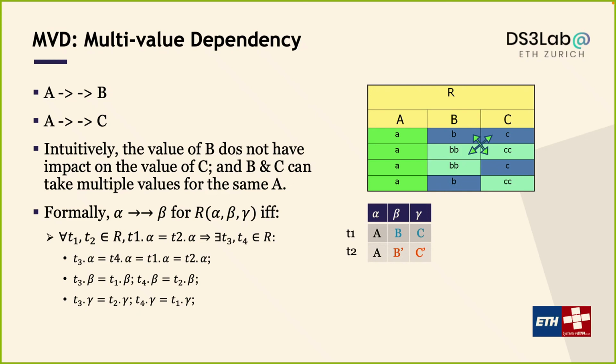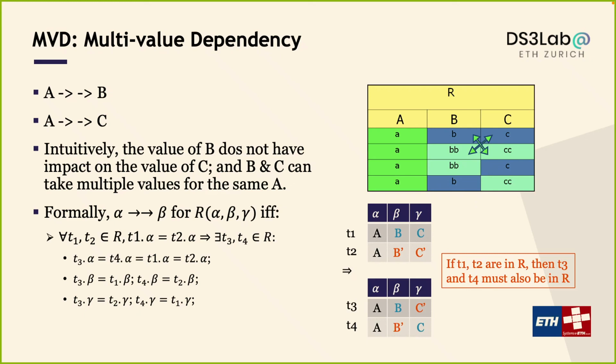Essentially, what I am saying is, assuming I have these two tuples, A, B, C and A, B prime, C prime in this relation, I can swap them, and T3 and T4 will also be in this relation. If this holds for every single pair of tuples sharing the alpha value, it actually means that, conditioned on alpha, beta and gamma are independent of each other. Make sense? So that is intuitively what we are trying to model with this multivalued dependency.